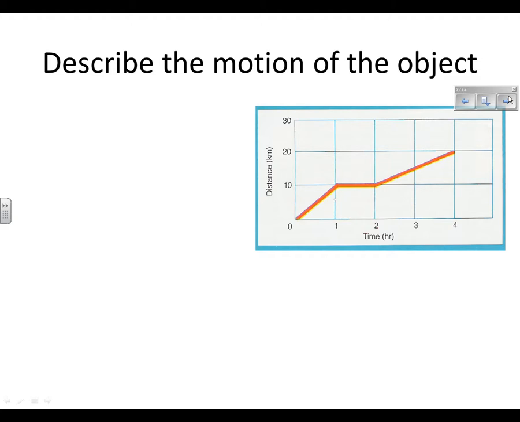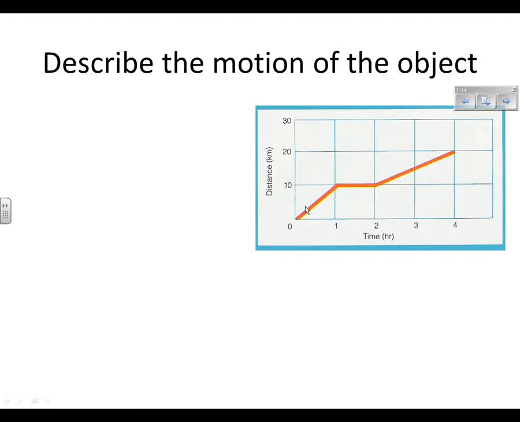Describe the motion of the object, 3 points. 15 seconds, think about it in your head, go. Discuss with the people around you, go. First section of the graph. Someone besides Kraya.